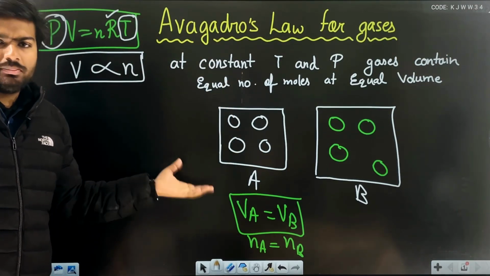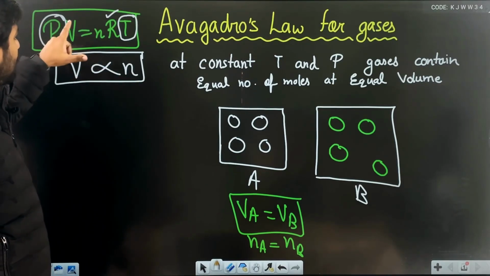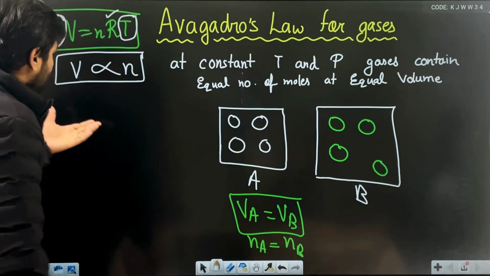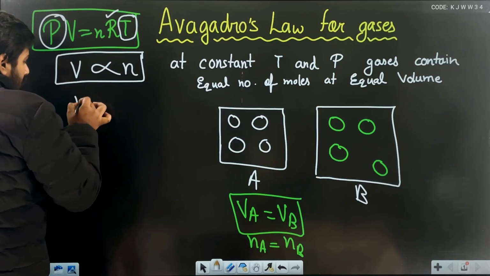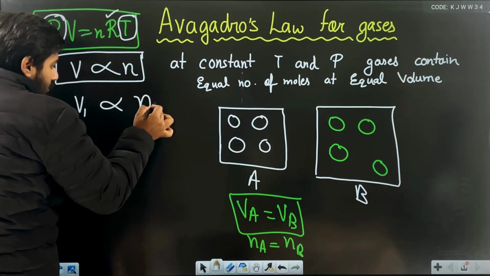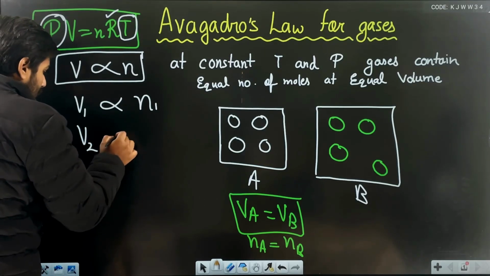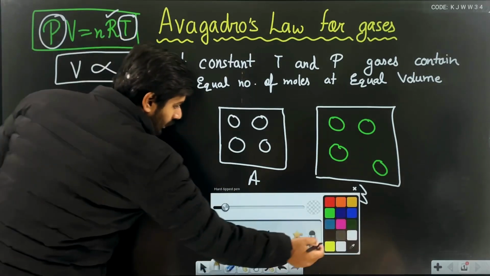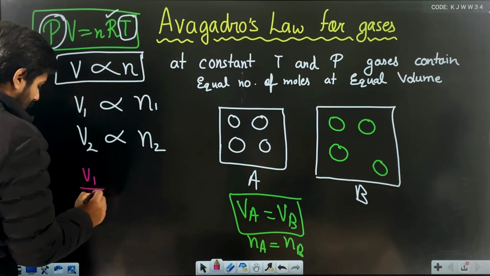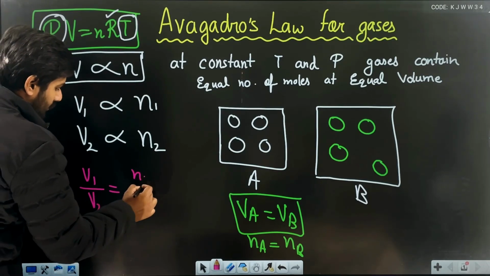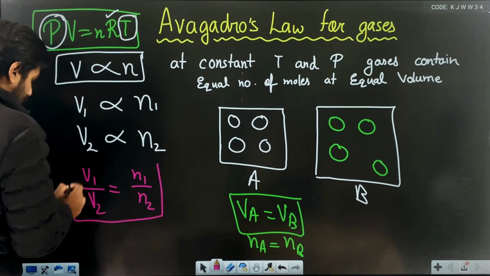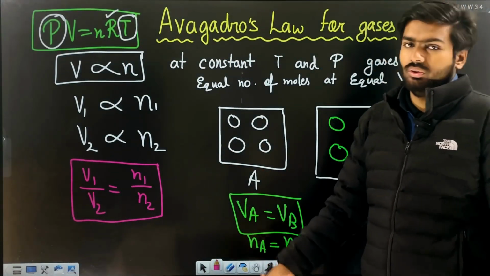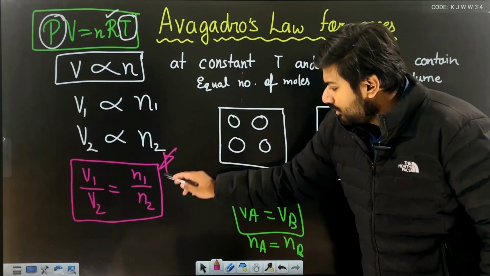This law only explains that at constant temperature and pressure, volume will be directly proportional to the number of moles of a gas. It means we can write V1 is directly proportional to n1, and V2 is directly proportional to n2. When we divide, we get V1 over V2 exactly equals n1 over n2. This is how you are going to solve the questions. This formula will be used.